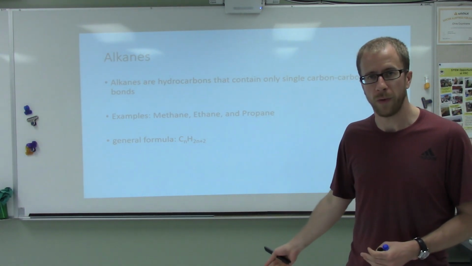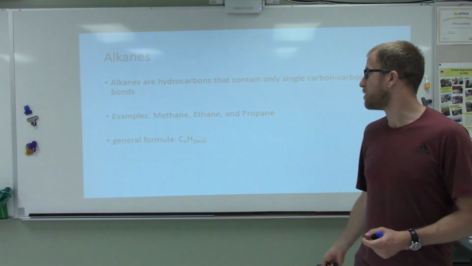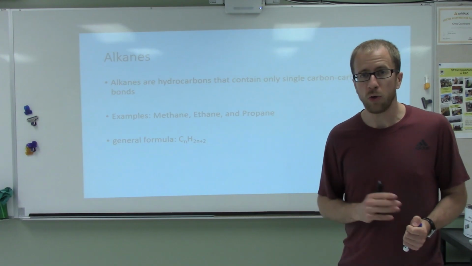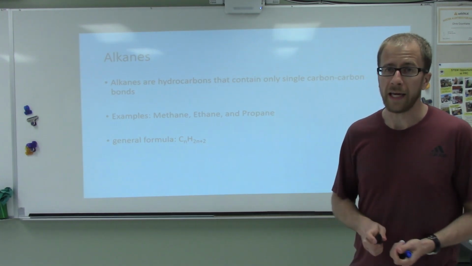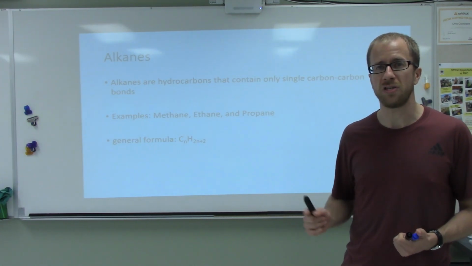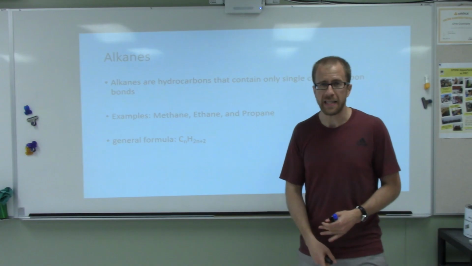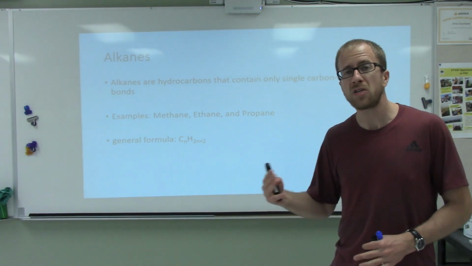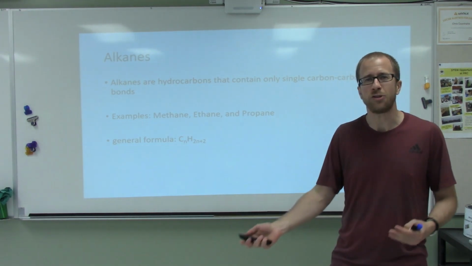Now, based on what I just said, I'm sure you've seen the general formula for an alkane is CnH2n+2. Here, n represents your number of carbons, right? So if we had a molecule that was, say, 8 carbons, octane, how many hydrogens would it have? Well, that would be 2 times 8 is 16, plus 2 more is 18. So that'd be C8H18.